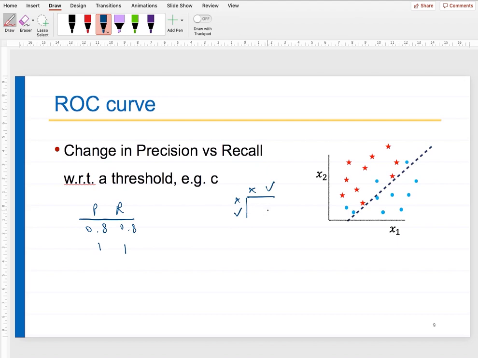I want to measure how many are correct. 10 are correct, and in this one, 6 are correct, 4 are here, 0 are here. Okay. So what is my recall now?